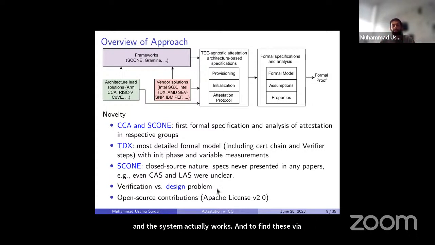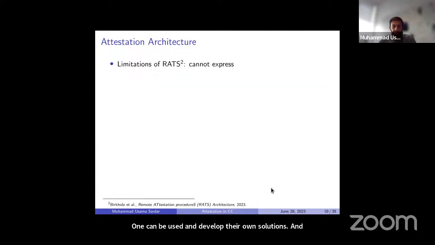And we make some open source contributions for TDX. The artifacts are already available under the Apache license, which is quite a generous license. One can reuse them and develop their own solutions. And I want to now talk about the first block which we had in the approach, namely the attestation architecture, TEE-agnostic specifications.